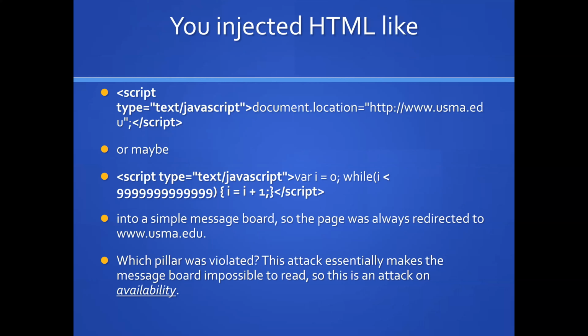So I have a script there, right? There's a script, or maybe it looks like the one at the bottom, right? And there's a message board. So the message board has text boxes, right? So it's got text areas, text boxes, it's got buttons. And then somebody puts that JavaScript in there. And then here it says which pillar is violated. And so the answer is this attack essentially makes the message board impossible to read. So this is an attack on availability, right?